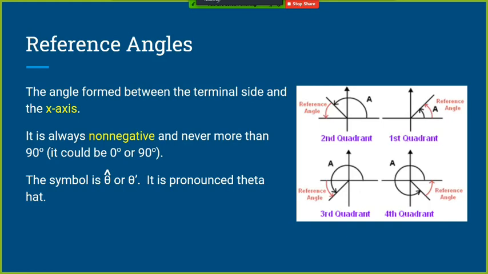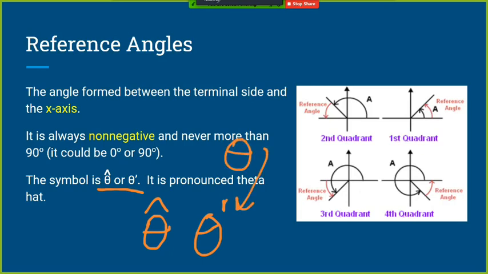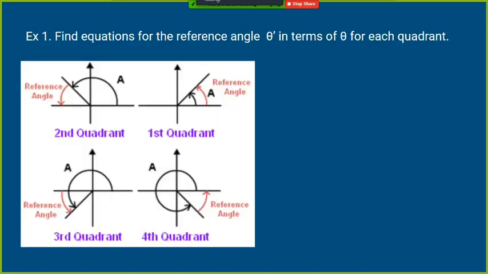The symbol that we use for reference angles is called theta hat. I didn't make that up. It's called theta hat because it looks like it has a hat, or sometimes it can be drawn with a little apostrophe. So if theta is an angle, then theta hat is the reference angle of that angle. Let's look at how we can express reference angles when the angle terminates in different quadrants.